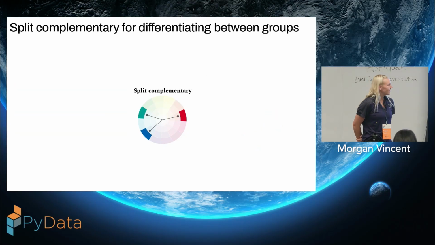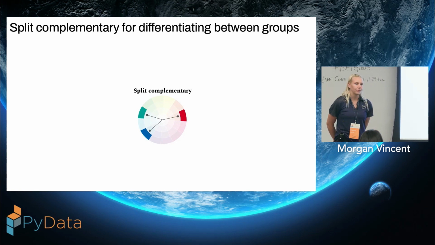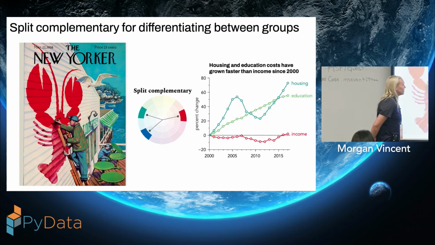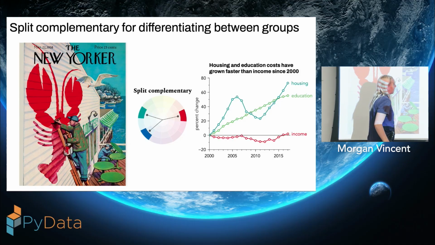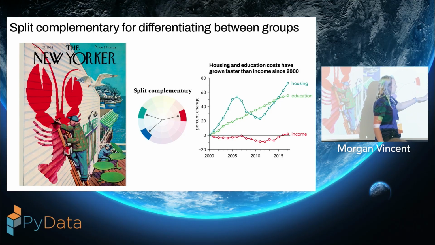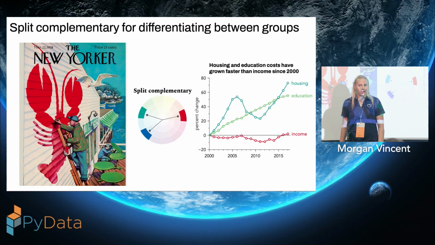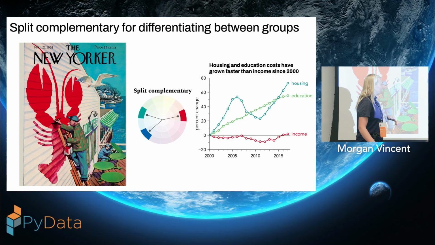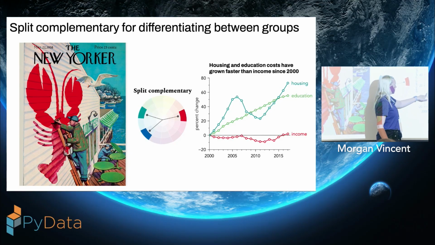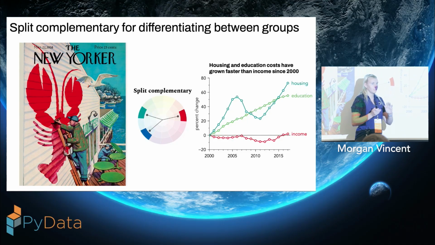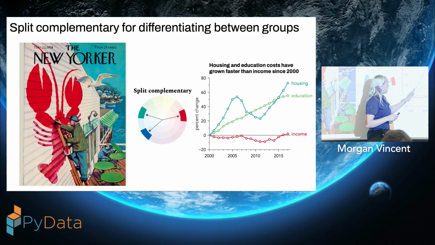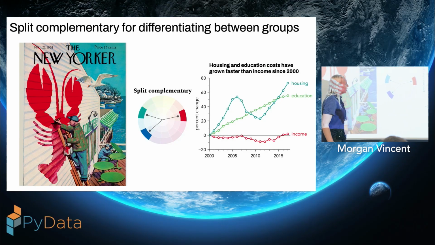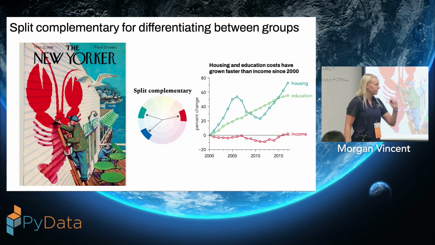Okay. And then you can also start to do things like split complementary, where you might have 2 things that are related and 1 thing that's very different that you might want to show. So for example, we could think about, since 2000, our housing and education costs are going up while our income is nearly the same. So this is also an expense that we might have. This is money coming in. So there's different reasons we might want to show the contrast between them. But the red is very contrasting to both the green and the blue, which are both showing a rise together.